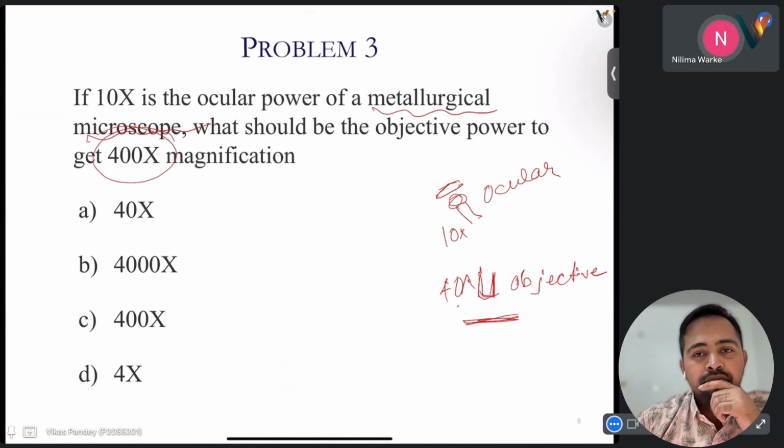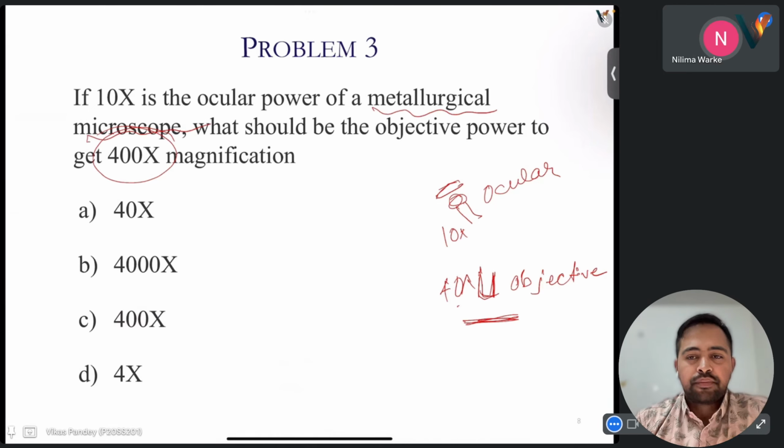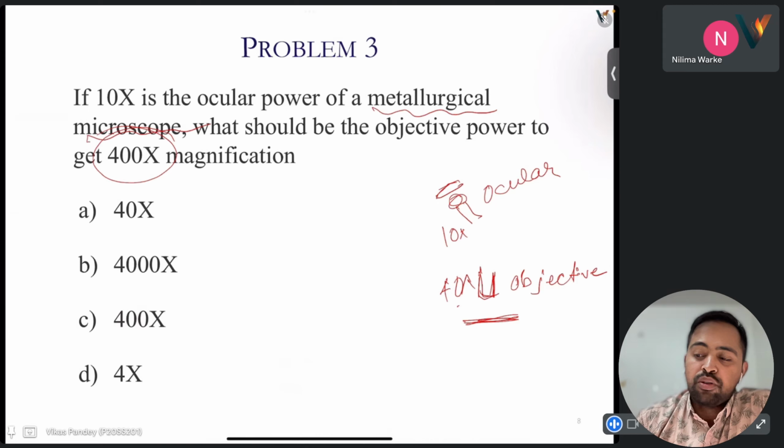Metallurgical microscope is used to observe opaque objects. And how is it different from the normal microscope, like the compound microscope or stereo microscope? Actually, it has a top as well as a bottom light source.